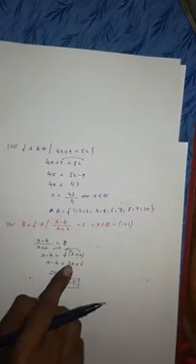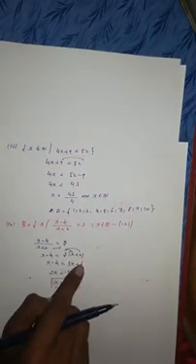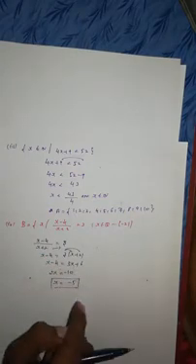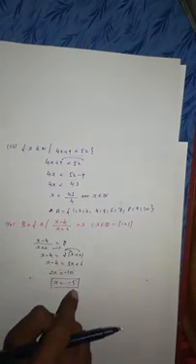It will be 3x minus x. Take plus 6 to that side. It will be minus 6. So minus 6 minus 4 is minus 10. So x is equal to 5.